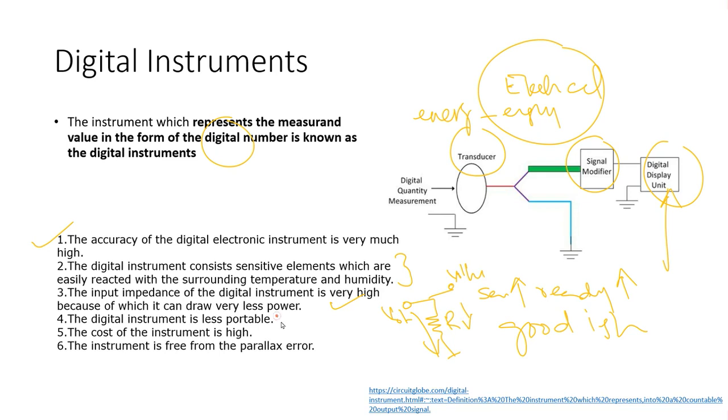Digital instruments are said to be less portable, which is nowadays wrong because they are more portable as well. The cost of the instrument is said to be high, which is not the case for many instruments, but some are indeed very expensive, for example the quantizer circuits or the ADCs. Similarly, processors and microcontrollers are expensive. The instrument is free from parallax error because we do not have any needle in it. Parallax means looking at the needle from the wrong angle.